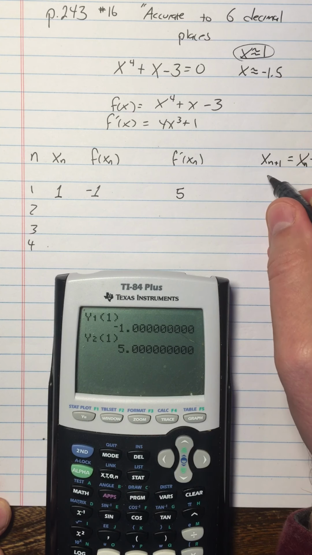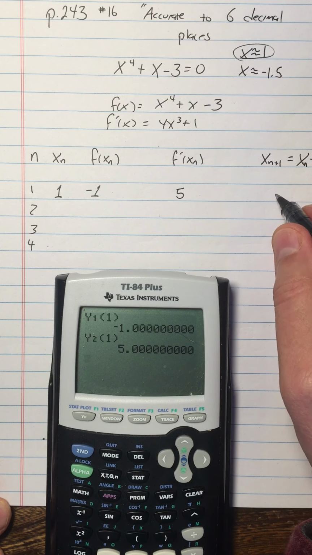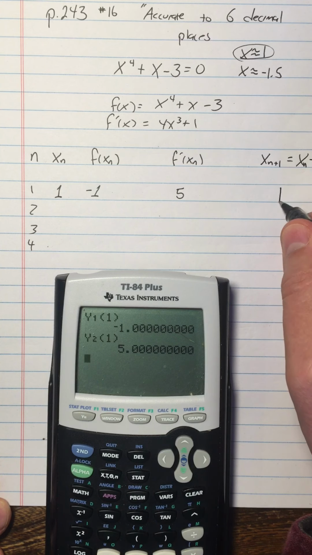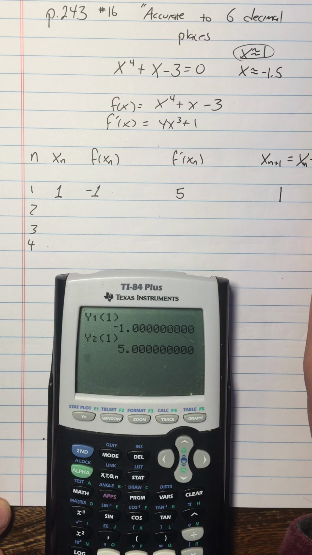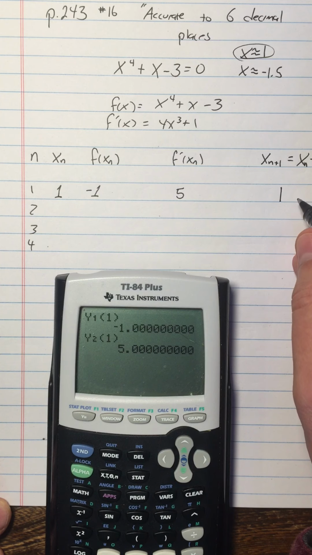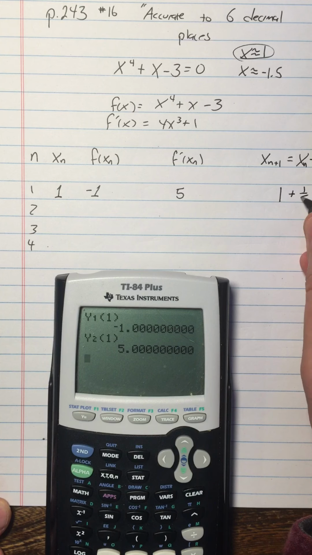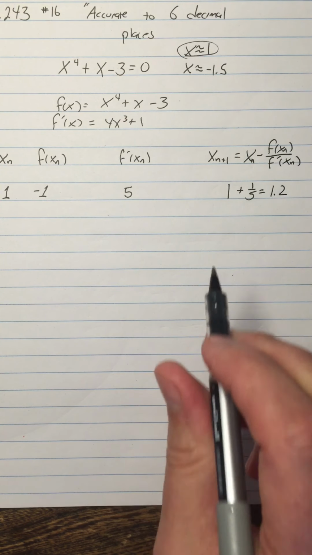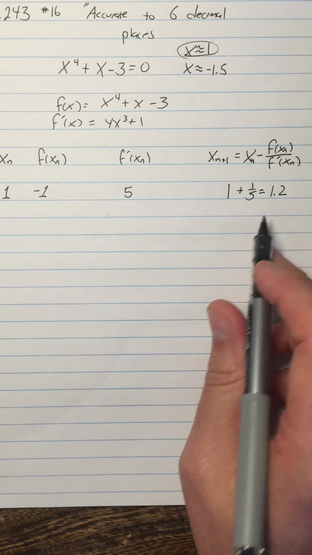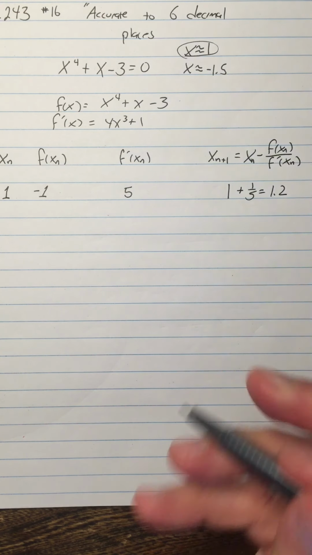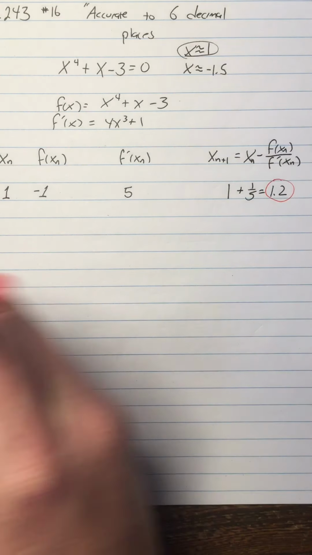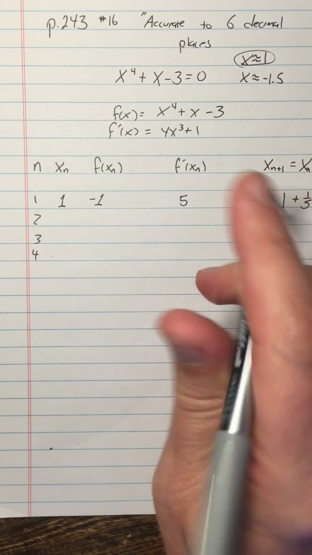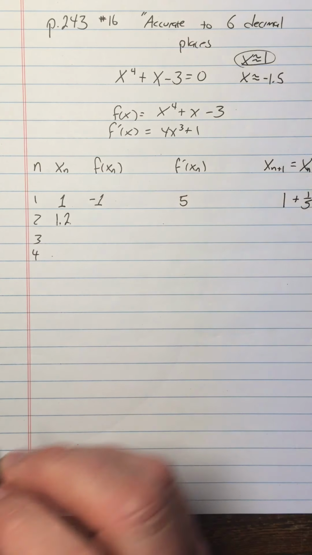All right, and then my x sub n plus 1 is going to be x sub n minus f of x sub n over f prime of x sub n. So that is going to be, since I'm minusing a negative, plus 1/5. And all right, I'm not going to put that in my calculator, it's 1.2. All right, that's 1.2. So that now is x sub 2. So the next thing that happens is that this is x sub 2, so it goes back to the beginning of the chart. And then I'm going to go again.